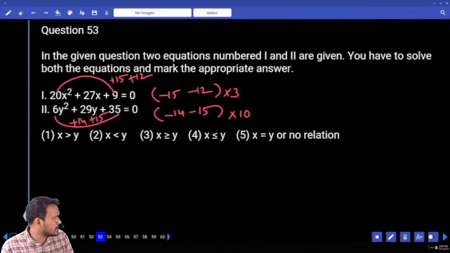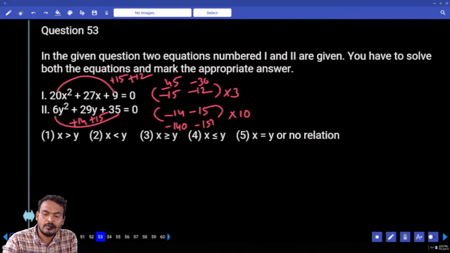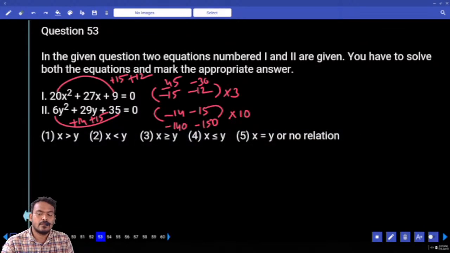And first one is multiplied by 3 times. 3 into 15, 45. 3 into 12, 36. Second one, 14 into 10, 140. 15 into 10, 150, or not? Obviously x is greater than y.